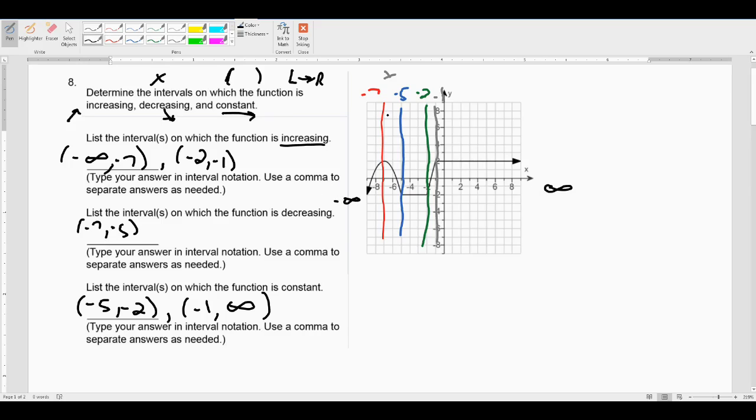So negative infinity to negative 7 is going up, negative 7 to negative 5 is going down, negative 5 to negative 2 it's constant, negative 2 to negative 1 it's increasing again, and negative 1 to infinity it's constant again. Colors kind of make it neat.